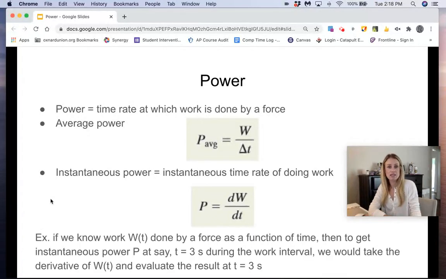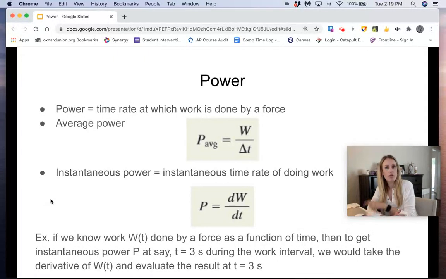Now, from this, we can see that if the work function, the work done on the object, changes with time, then if we want to get the instantaneous power at, say, t equals 3 seconds during that work interval, we can take the derivative of that function and evaluate the result at t equals 3 seconds to get the power at that time. Also, if we have a graph of work as it changes with time, then we can get the slope of that graph at any point in order to find that instantaneous power. So you can see power is the derivative of the work function as it changes with time.